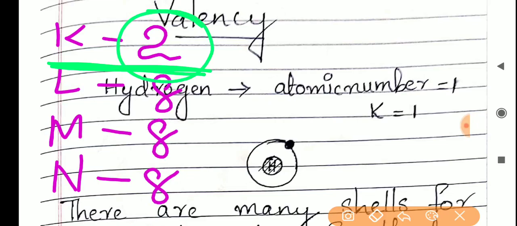So what will this hydrogen do? Either it will take one electron and form 2 electrons, or it will remove that one electron and exist with the nucleus alone. So here hydrogen has two options, either to lose one electron or to gain one electron. If it is gaining one electron, its K shell will become complete with 2 electrons. If it is losing that electron, the hydrogen will exist with the single nucleus.